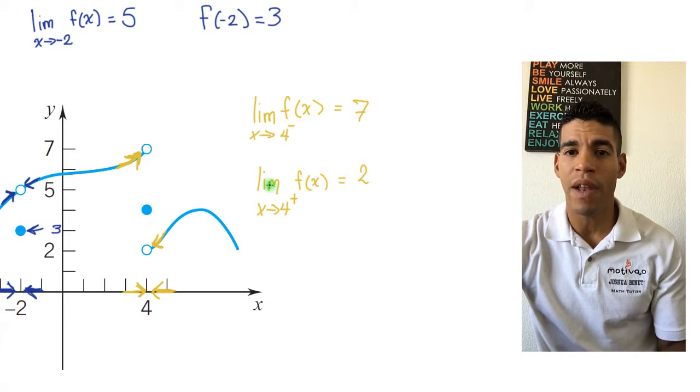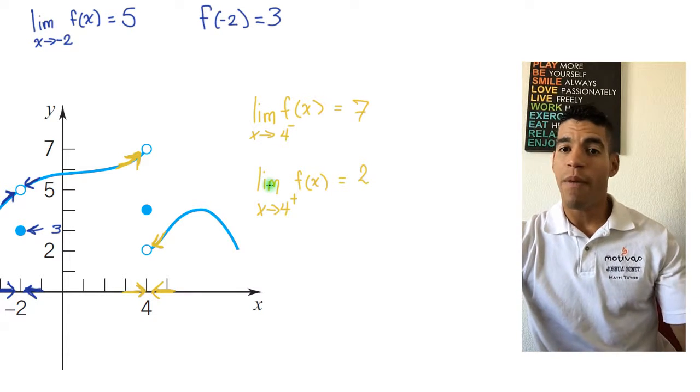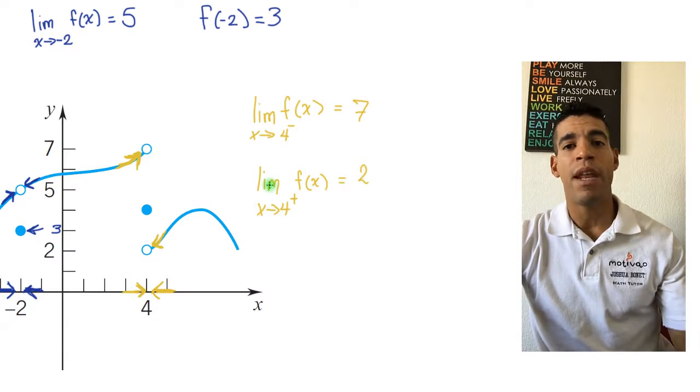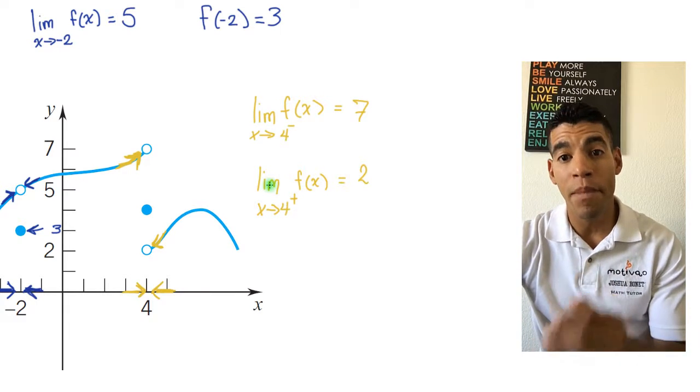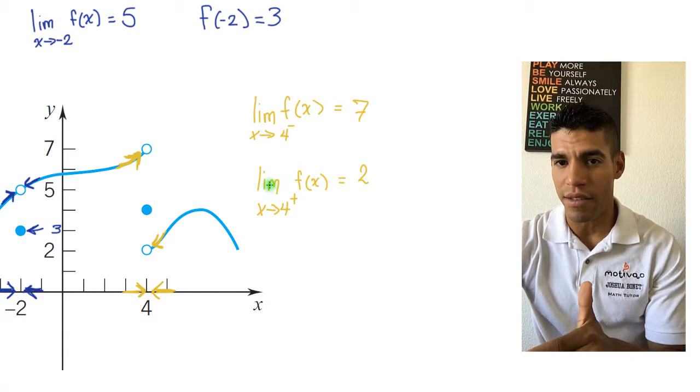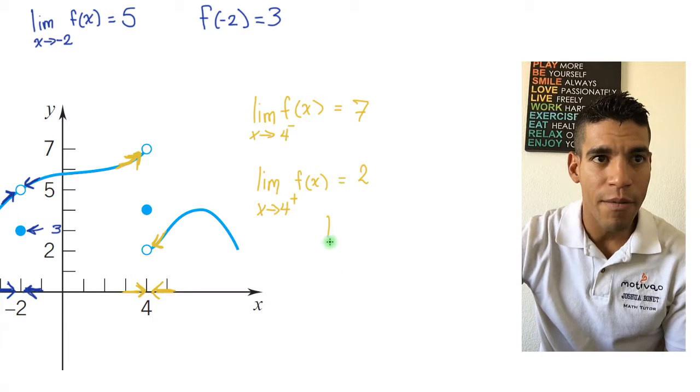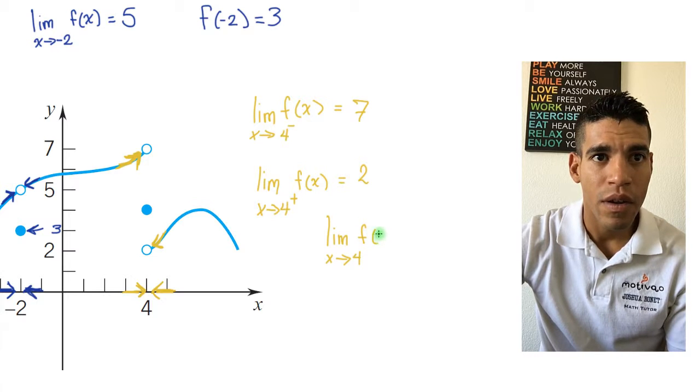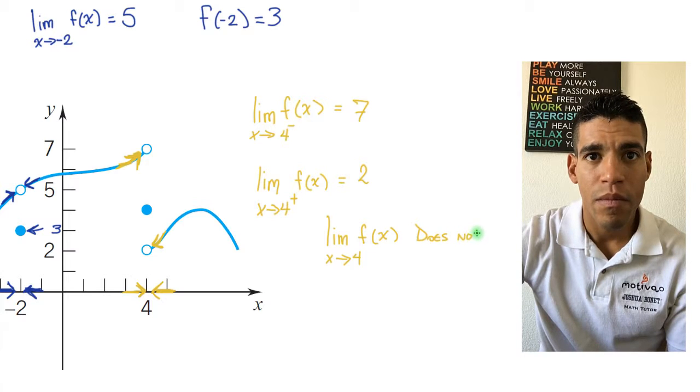So what can we say about the limit? From the left it is equal to 7, and from the right it is equal to 2. That means that the limit does not exist. Okay? So the limit when x approaches 4 does not exist. Okay? There is no limit.